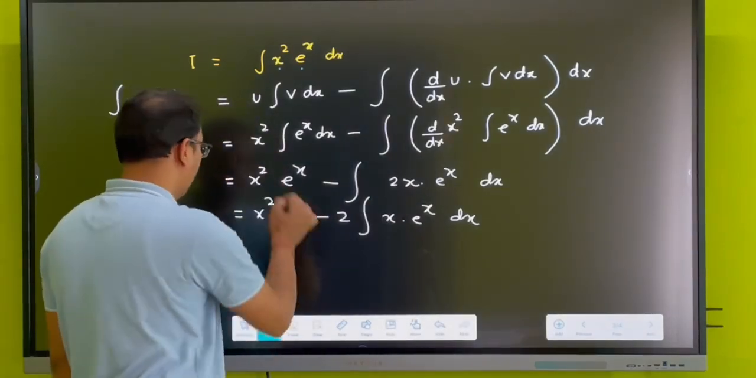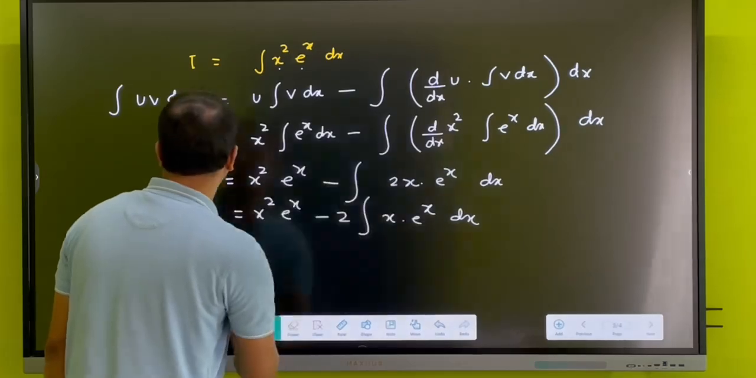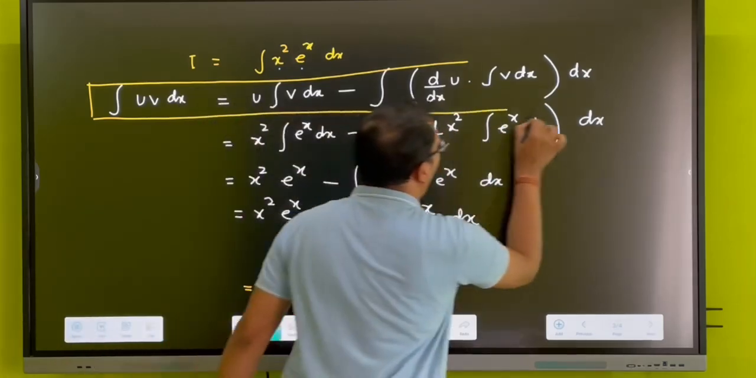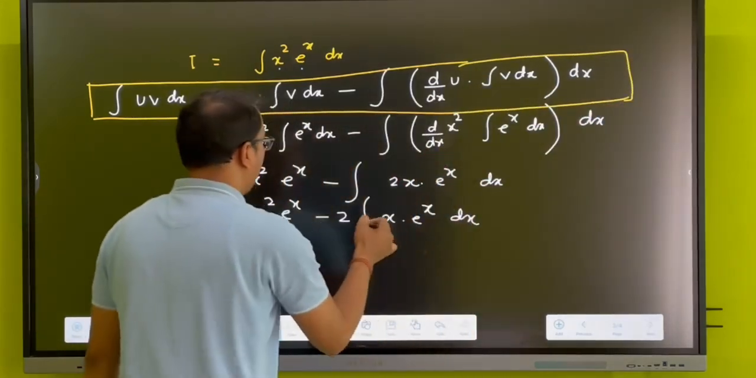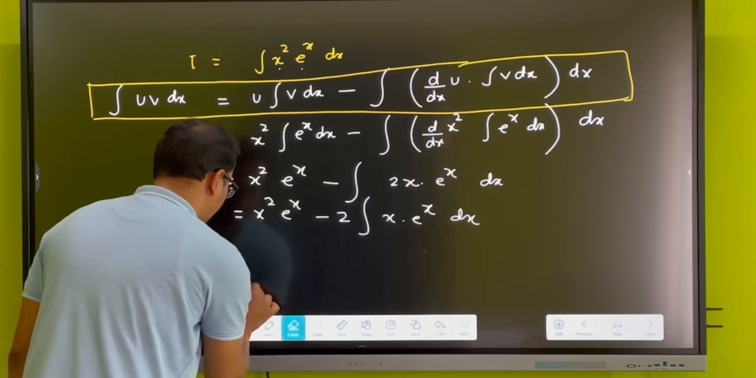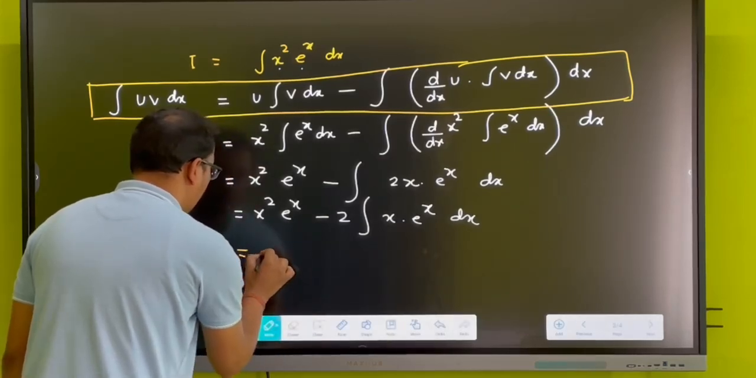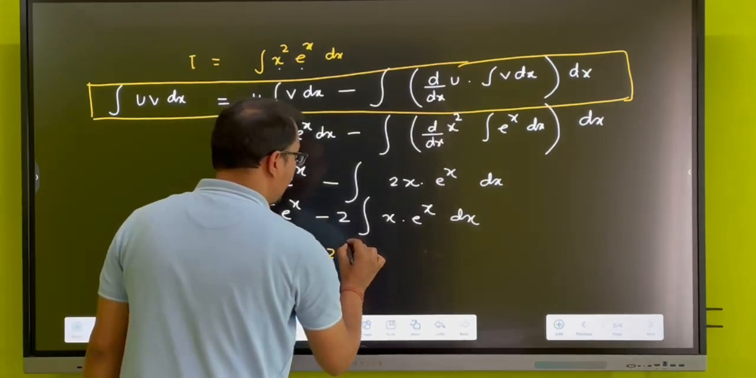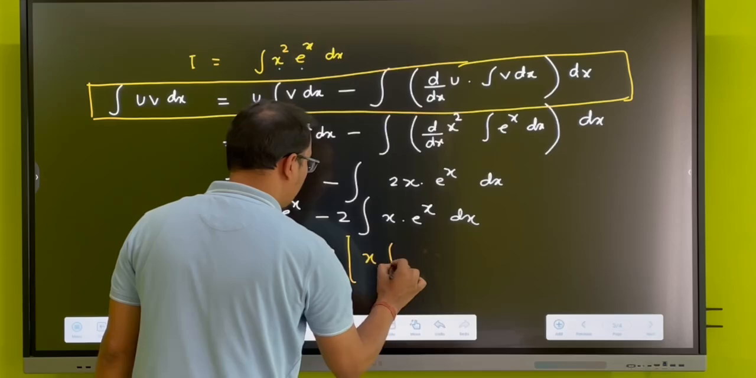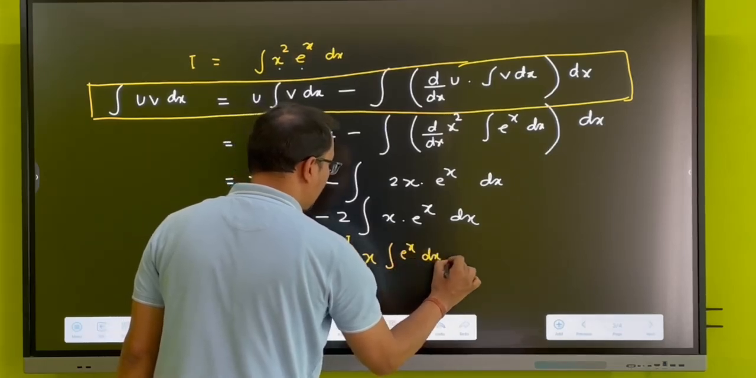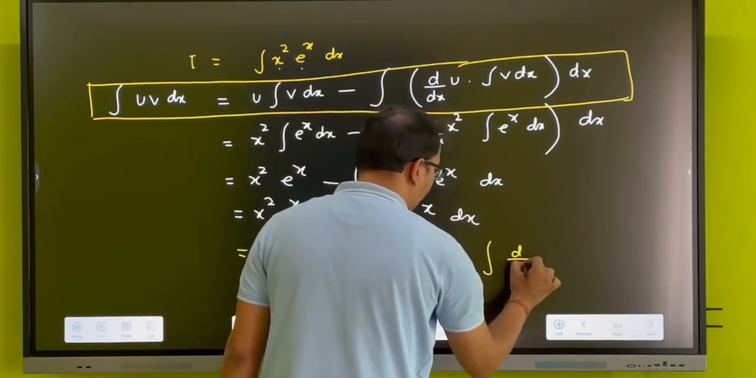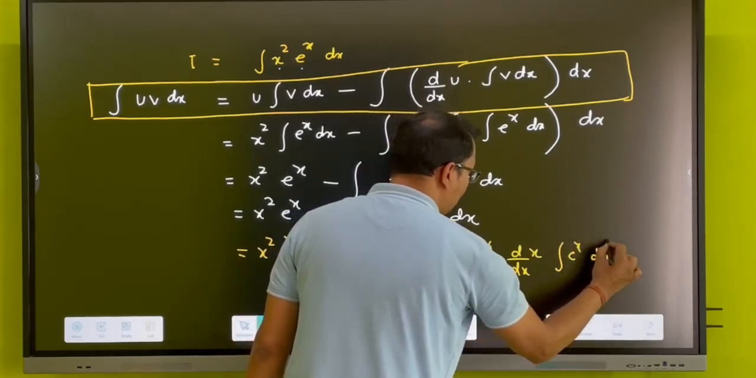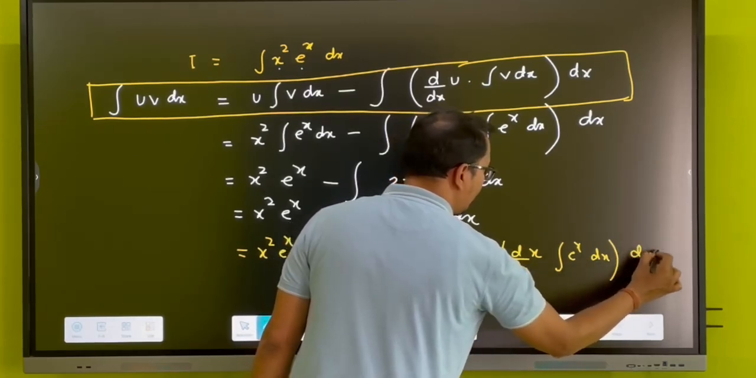Again we apply this particular method. So let's see, this will be x squared e to the power x minus 2 times, again write down x, integration of e to the power x dx, minus integration of d/dx of x times integration of e to the power x dx, then whole dx.